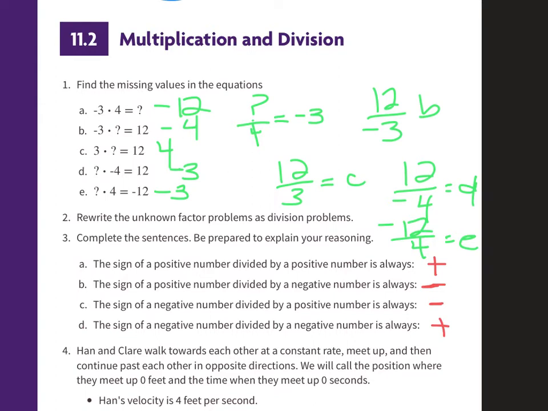So the rules for multiply and for divide are the same. If the signs are the same, meaning a positive divided by positive or negative divided by negative, the answer is always going to be positive. If the signs are different, so I have a positive divided by negative or a negative divided by positive, the answer is going to be negative. Okay?